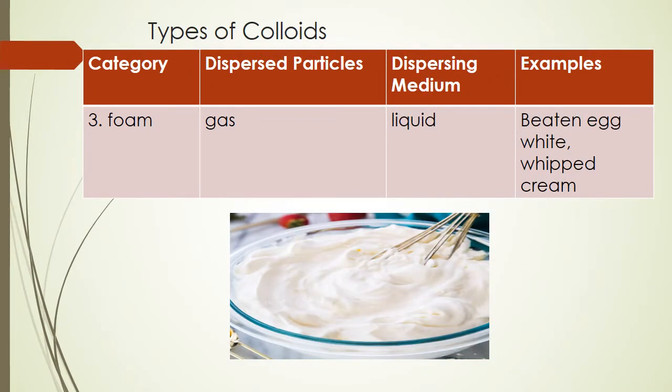Another category or type of colloid is the foam. So the dispersed particles there is gas, which is dispersed in a liquid. Example of that is beaten egg white and whipped cream. So this is an example of a whipped cream. It is thoroughly mixed so that air can go inside within its mixture. The resulting mixture will be fluffy, which is a sign that there are gas particles that are already within the liquid.